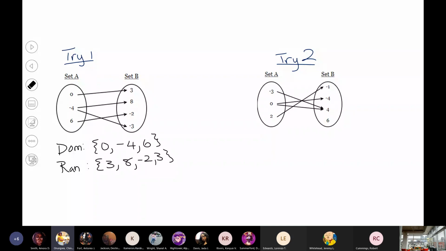No, it's not a function. Why do you say it's not a function? Because -4 is going to 3, 8, and -3. Yeah, it's not a function because I have an element of my domain, set A, going to two different things, right? 8 and -3. It can't do that. It has to map to only one thing. So great job. We're going to say no, not a function.